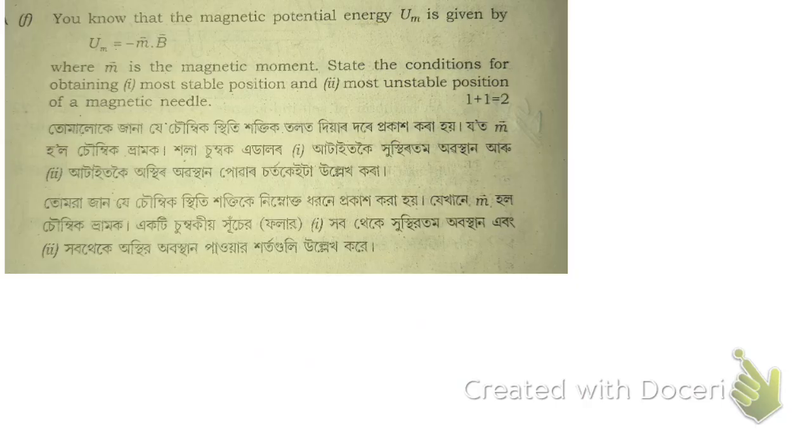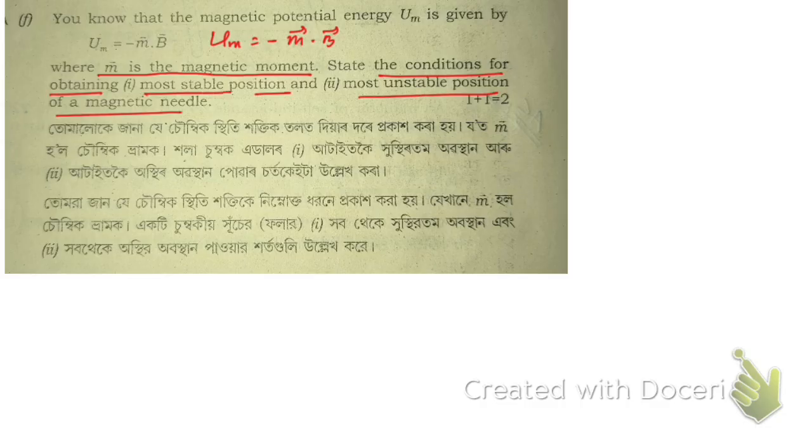You know that magnetic potential energy UM, not UN, is given by minus M dot B, where M is the magnetic moment and B is the magnetic field. So UM is equal to minus M dot B. State the conditions for obtaining the most stable position and most unstable position of a magnetic needle.